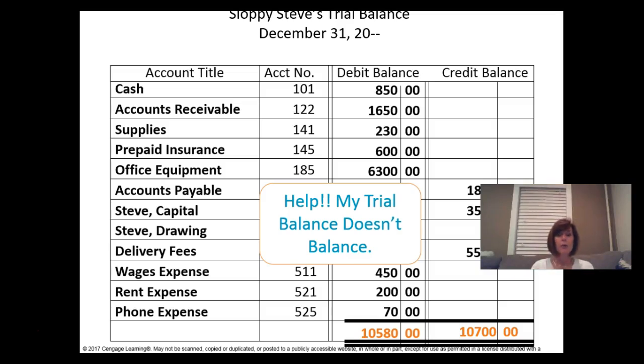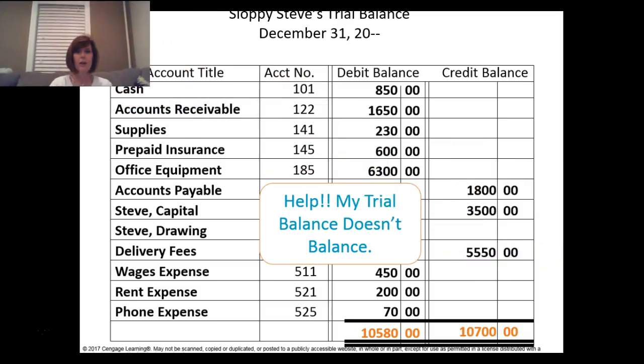So we've gotten to the trial balance stage, and so we see we've added our debits and they total 10,580, and we added our credits. Whoops. They're supposed to total, well, they're supposed to equal. So not sure where the mistake is, but 10,700 is our problem.